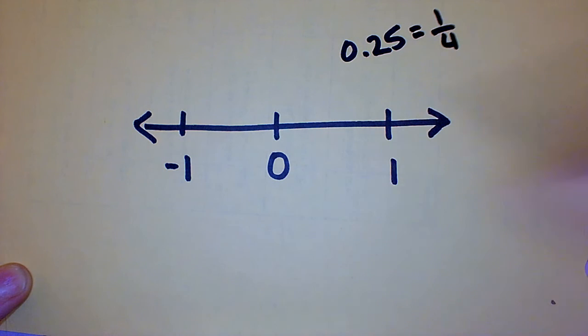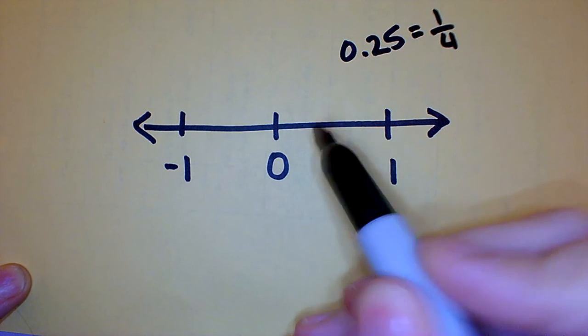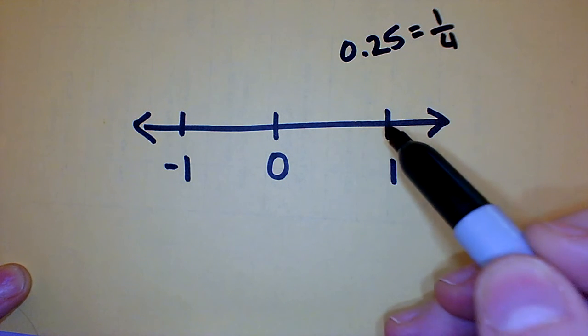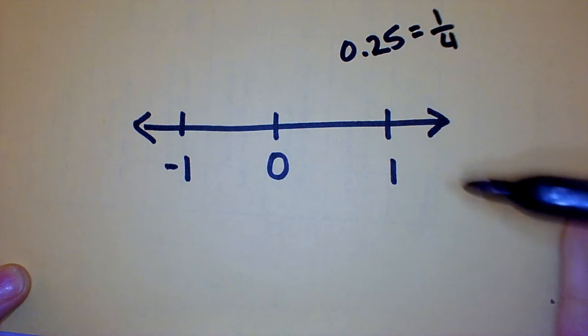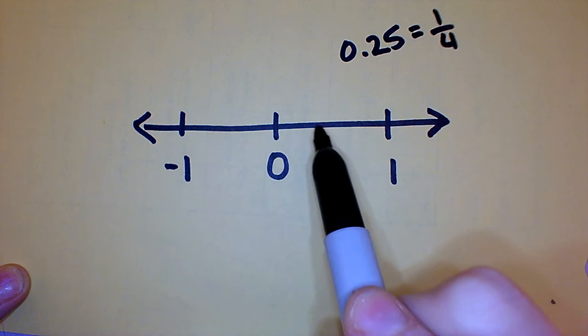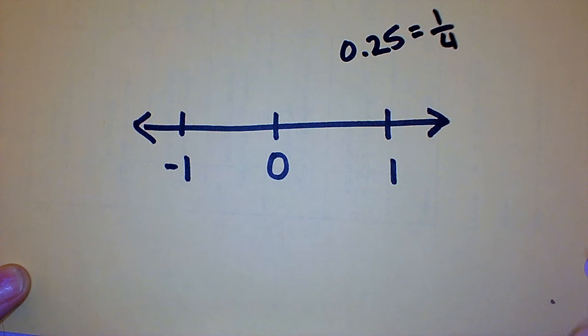What if I went by 1/10? If I went by 1/10, that would be 1/10, 2/10, 3/10, 4/10, 5/10, 6/10, 7/10, 8/10, 9/10, 10/10 would be at 1. Am I ever going to see a quarter that way? No. How about 1/2? Here we go, 0.5, 1. I'm not going to get 0.25 that way either.